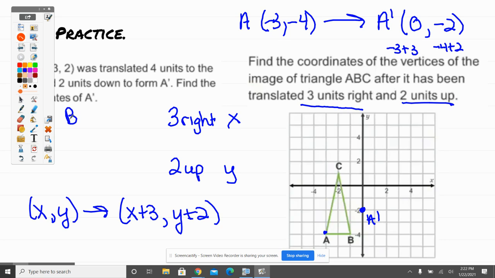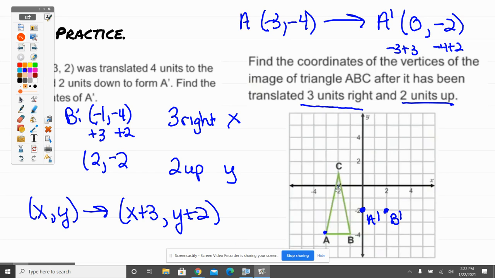Okay, how about B? The original B, where is it at? The original B is at -1, -4. The new B, I have to add 3 to the x and add 2 to the y. So -1 plus 3 is 2, -4 plus 2 is -2. So my new B is going to be at 2, -2, and we'll call that B prime.